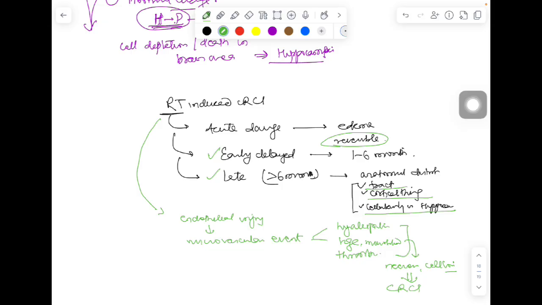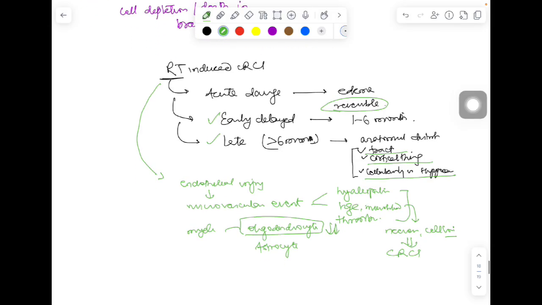Now with all these, the oligodendrocytes that are responsible for making myelin are going down, while the astrocytes that are responsible for making inflammatory cytokines are going up. So again, there is a disbalance of oligodendrocytes and astrocytes, also responsible for RT-induced CRCI.